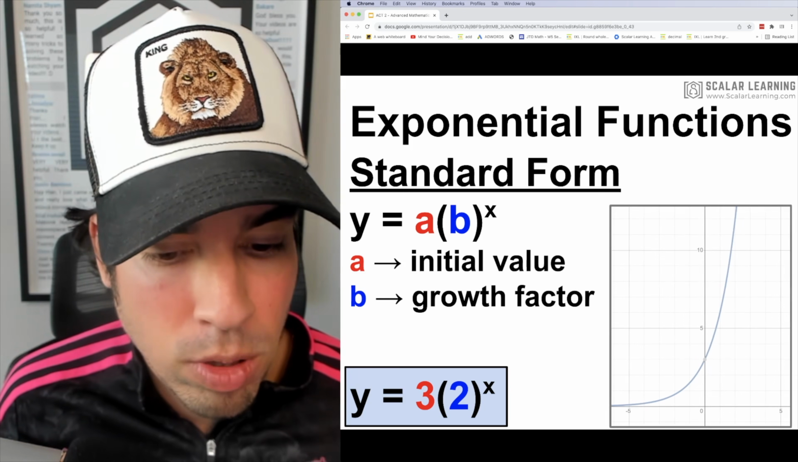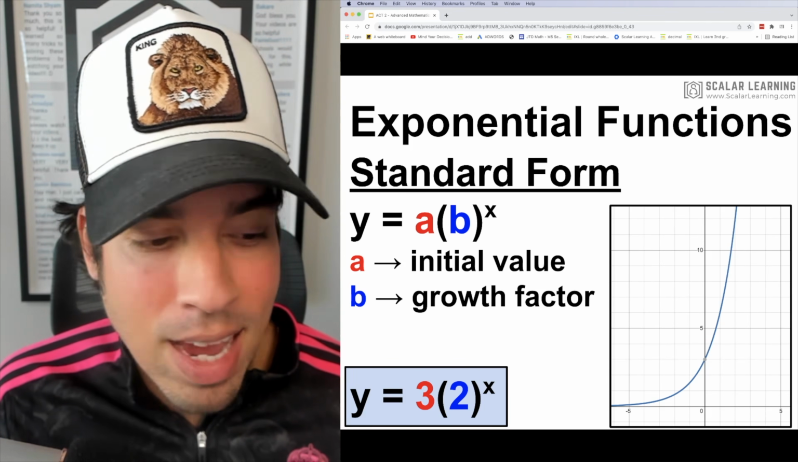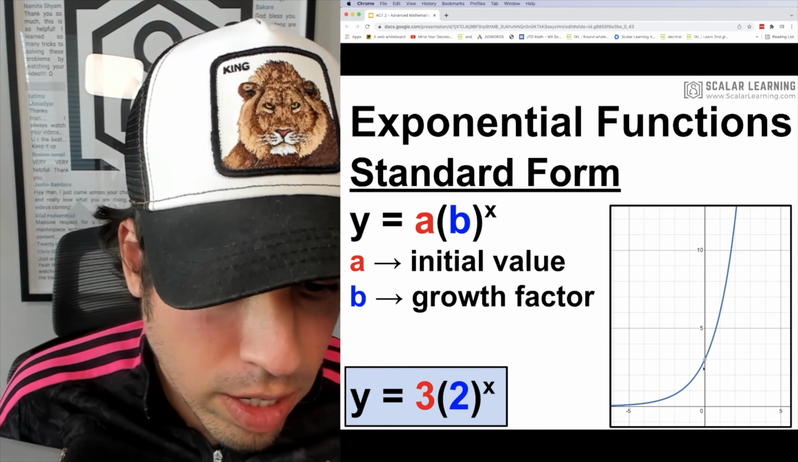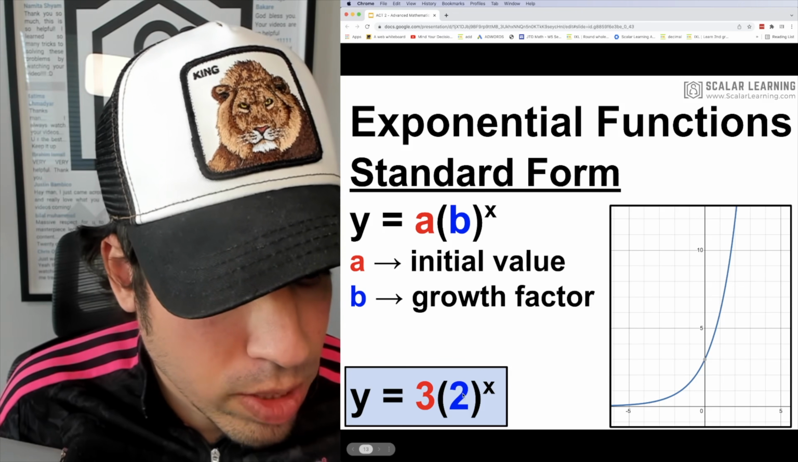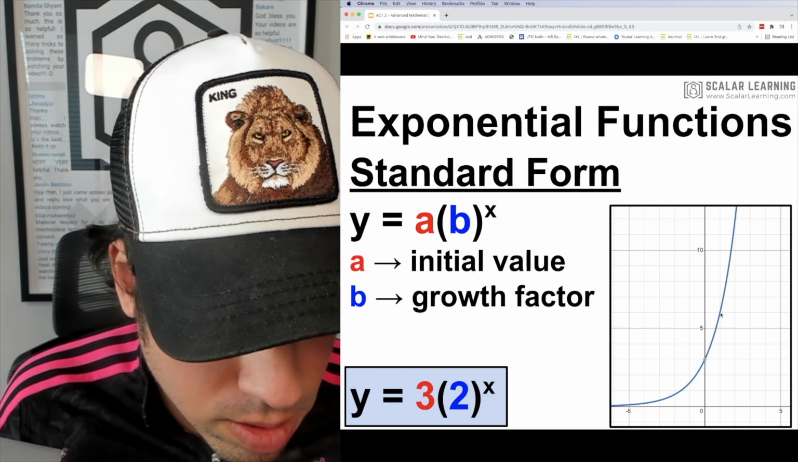And the graph of this would look like this. And notice that y-intercept is happening at 3. And it's not a coincidence that that's your initial value. And you can see here, if you plug in 1 for x, it's 3 times 2 to the first power, which is 6. And notice on the graph, we have (1, 6) right there.